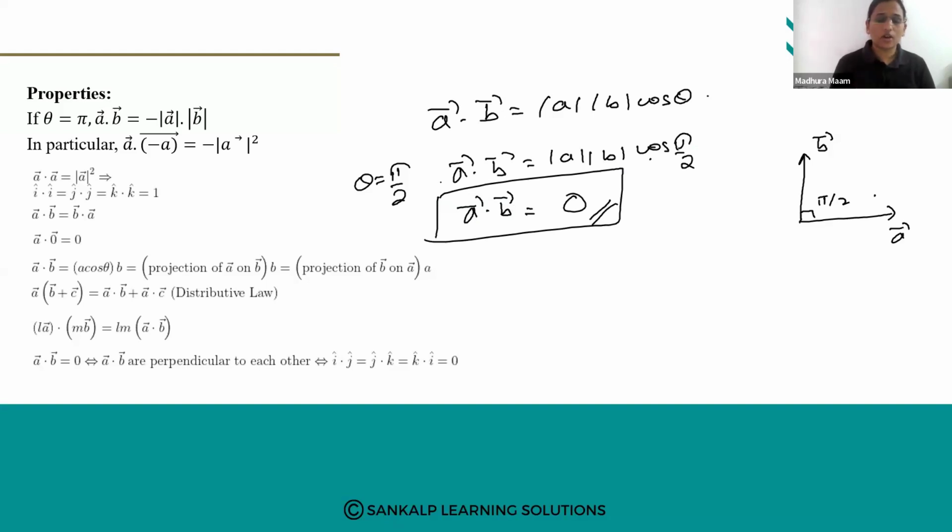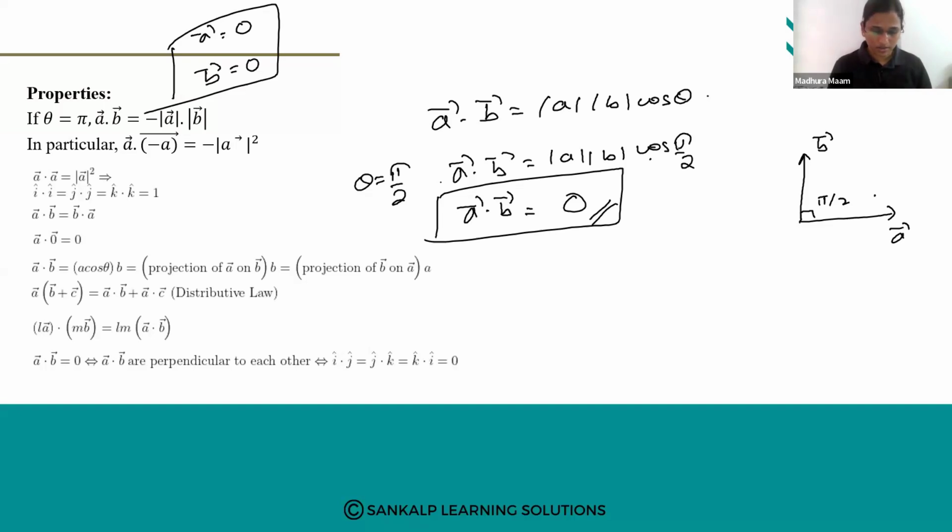What is one case when the dot product will be 0? When either A is 0 or B is 0, or if the vectors are perpendicular, then the dot product is 0, or vice versa. Always remember this. In problems, they give the data that the vectors are perpendicular. You should immediately understand that if vectors are perpendicular, their dot product is 0, because cos 90 is 0.